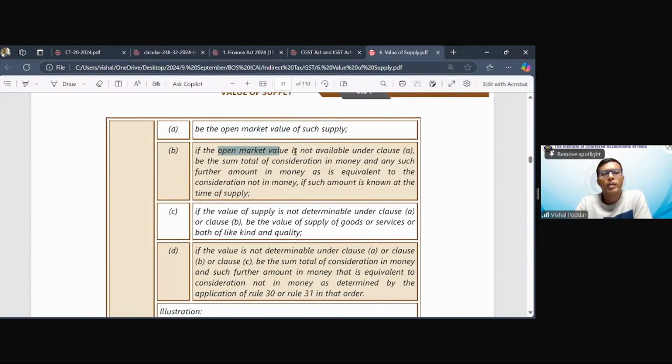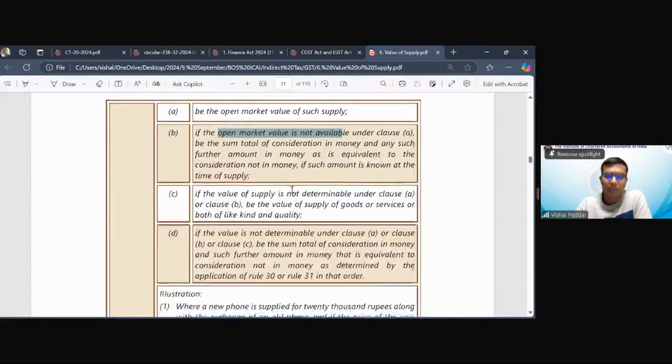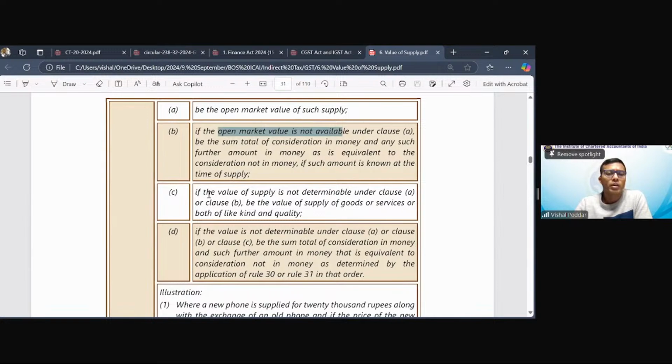Second is, if open market value is not available, then what you will do is you will find a total of what? The consideration in money if you have received, and further amount in money as is equivalent to the consideration not in money. In simple words, you will find the money value of the consideration which is received, if such amount is known. Third, if the value is not determinable under both clauses, the value of similar goods, similar services would be taken.